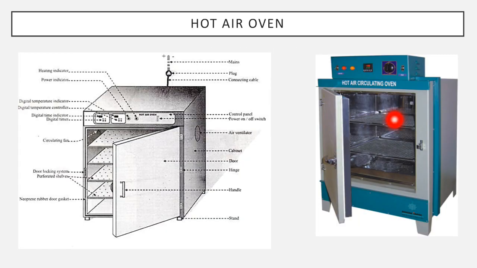Here you can see this is a double shell, double walled stainless steel chamber. These are perforated steel shelves to keep the instruments and glassware. This is the temperature controlling knob and the main switch. Okay, so this is a diagram you should draw in your record, and also in exams if they ask.